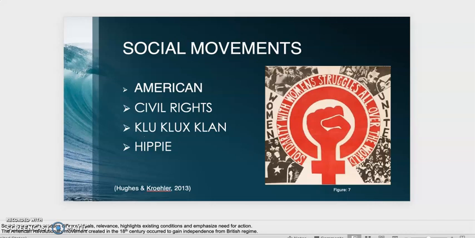Next, we come to the hippie movement, a prime example of an expressive movement of the 1970s, insisting on creating peace, love, and harmony in society.